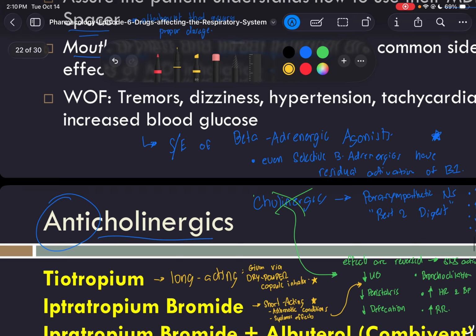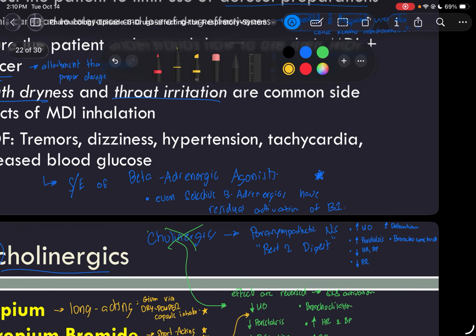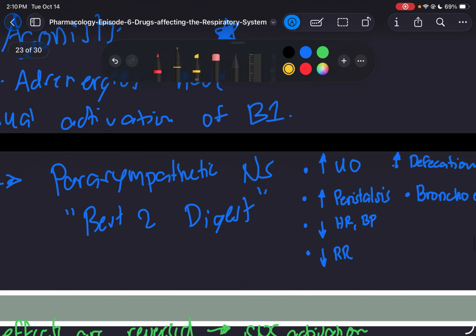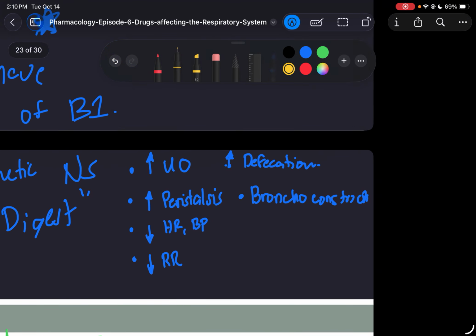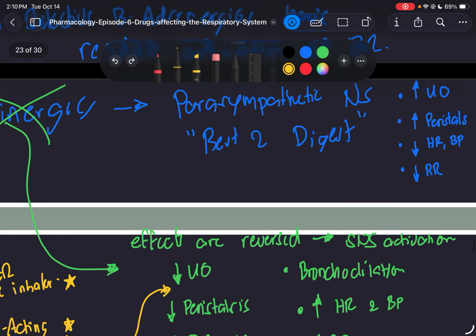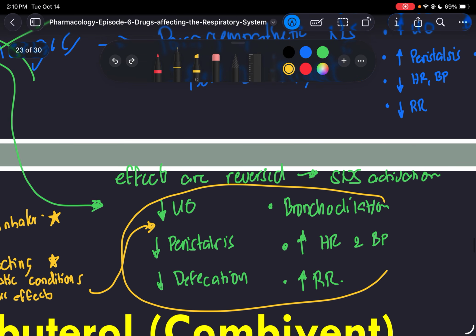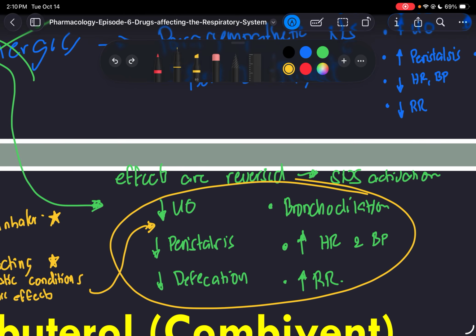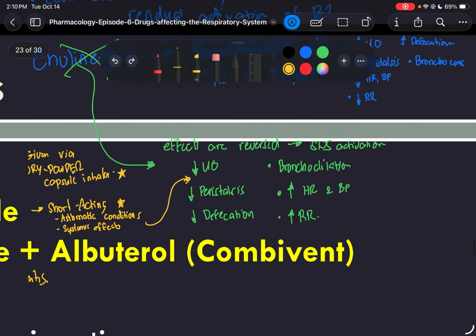Remember, cholinergic action is the activation of your parasympathetic, which will cause these effects, diba? So if you block these effects, it will reverse and it will activate the SNS and cause these effects instead. So those are the effects of our drugs. These are the effects of our drugs, no?